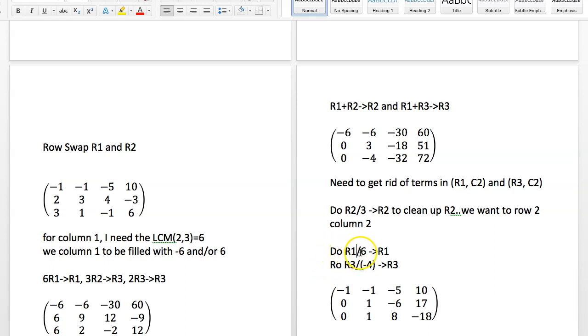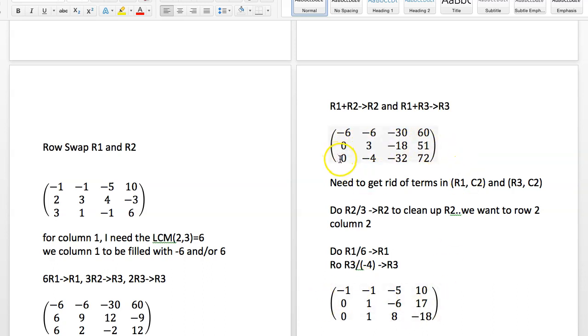So I did row 1 divided by 6. I put it in row 1. So that's -1, -1, -5, +10. If you divide by -6, you're just going to change the signs on all these. But anyway, too late for me. Now divide by 3. Here you get 0, 1, -6, 17.